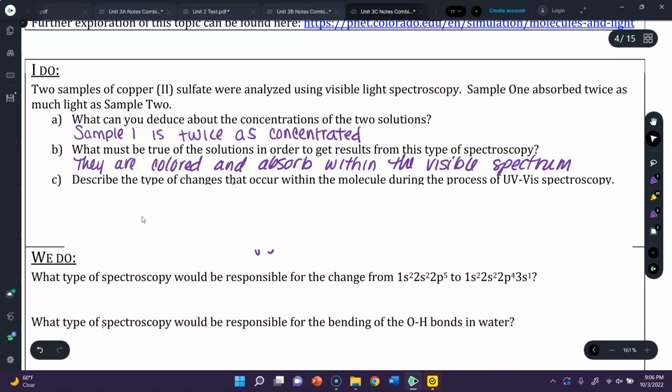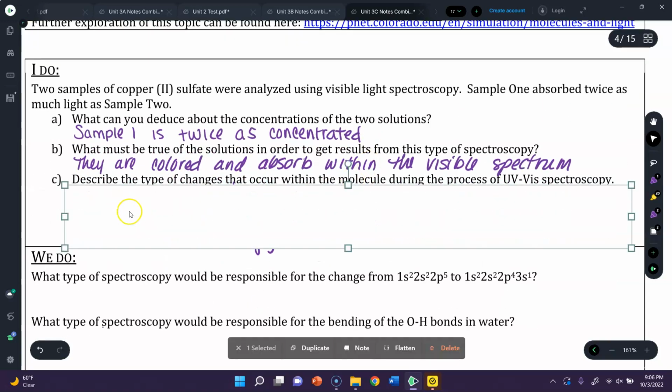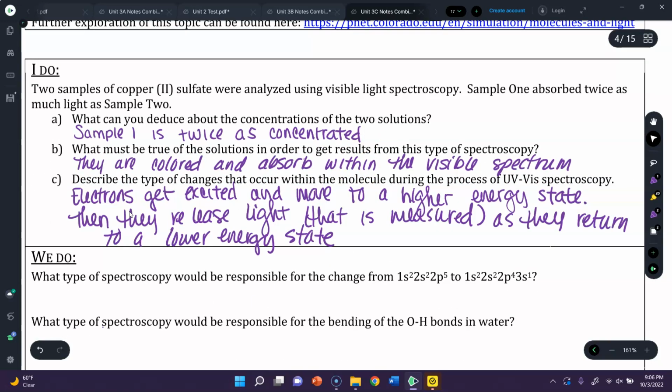And then describe the types of changes that occur within the molecule during the process of UV vis spectroscopy. Well, if we go back to our notes, it says that it's associated with electronic energy levels, so transitions. So that means that electrons get excited, so the light enters the sample, the electrons get excited and move to a higher energy state. They then release light, which is being measured, as they return to a lower energy state.